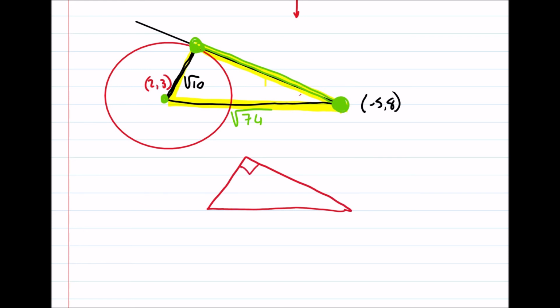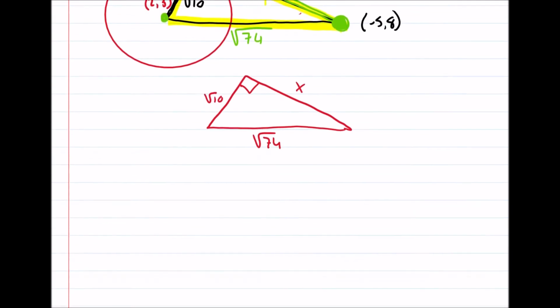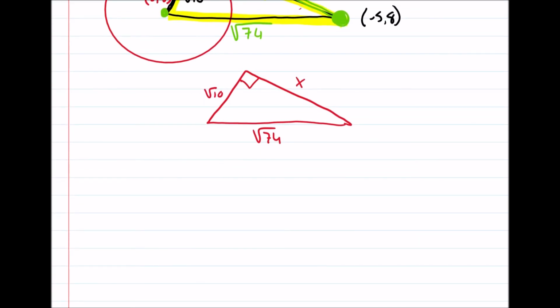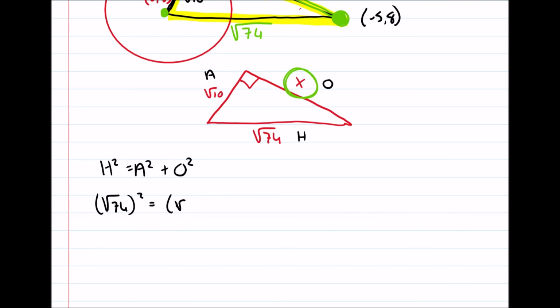Here's my right angle. This is root 74. This is root 10. I don't know what this is. It's a right angled triangle. I'm going to use Pythagoras' theorem to find out what this side is. So here I go. H squared equals a squared plus o squared. The h is this side, the o and the a are here. So h squared, so it's root 74 squared equals a squared, which is root 10 squared plus o squared.